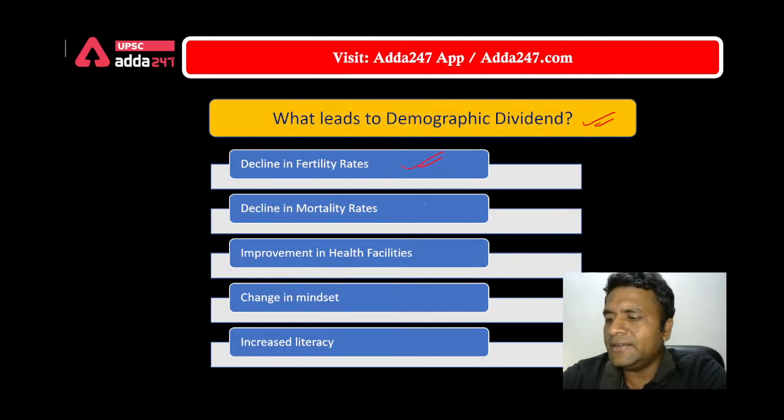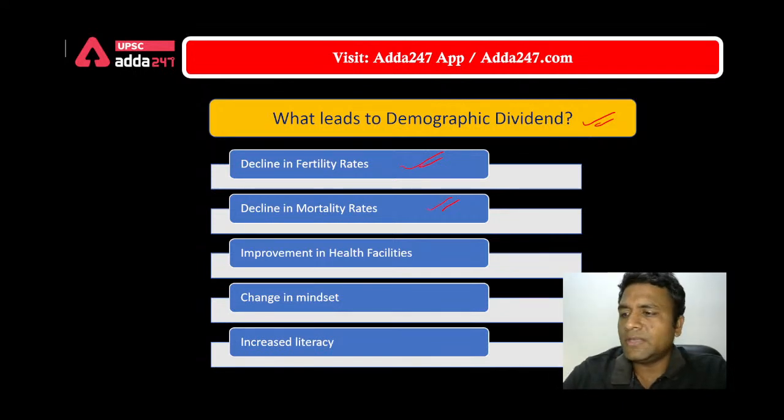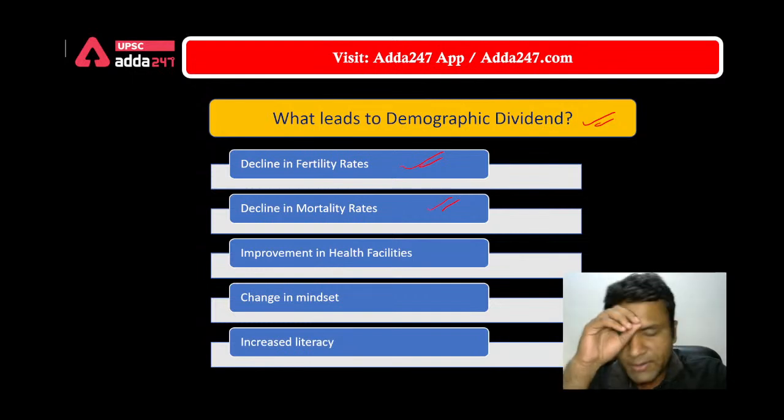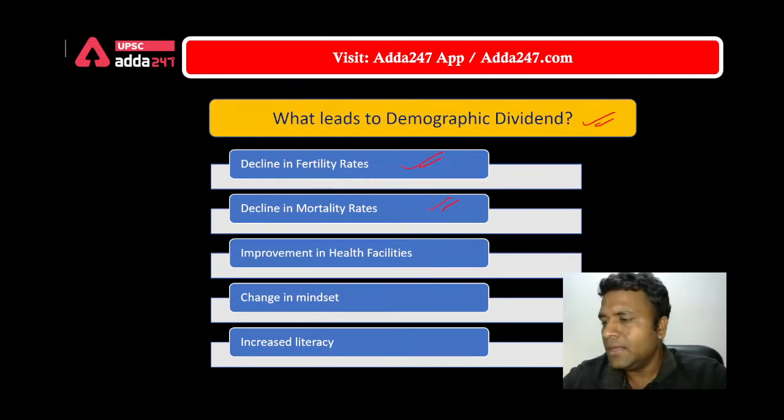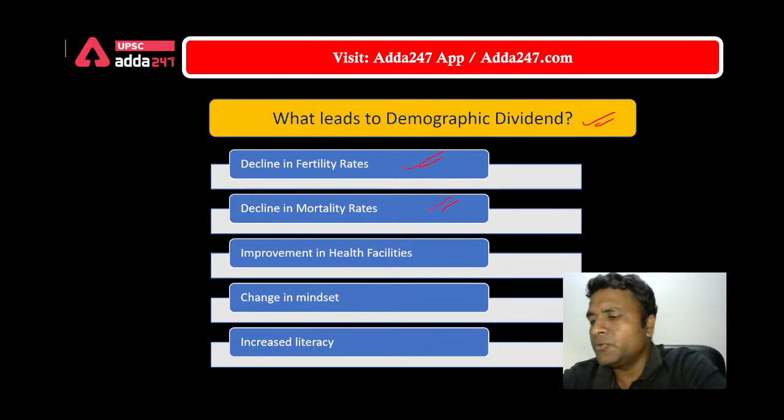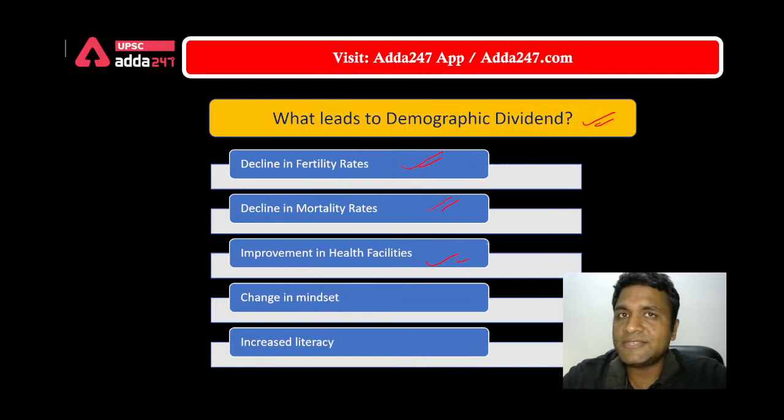Similarly, decline in mortality rate is also one of the reasons that demographic dividend is improving, and that is why the fertility rate is dropping, because there is less mortality, there is a lower number of deaths. So people are more confident about the survival of their kids, the survival of the human populace. Then why is it so? Because of improved health facilities. Also, there is a change in mindset, and also everything has become costly, so that is also an indirect reason.